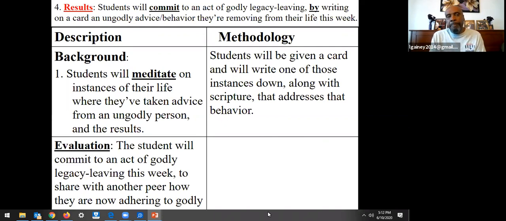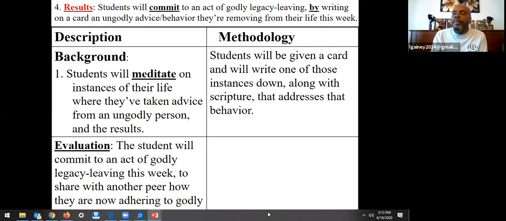for them, an application. So my background here is basically coming from those principles. In other words, students will meditate on instances of their life where they've taken advice from an ungodly person, and what was the results? What is the methodology that I'm going to use? How am I going to teach that? What is the activity? Students will be given a card and will write one of those instances down. It could have been more than that, but it should be at least one so that they're working on that, or whatever number they're going to be working on. It shouldn't be all of them, along with scripture that addresses that behavior.